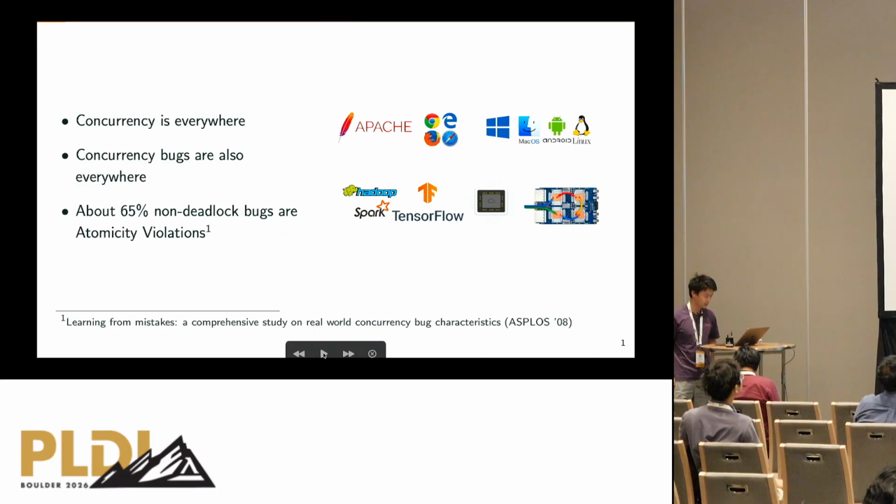Concurrency is everywhere in modern software systems, and concurrency bugs are also everywhere. According to a survey published at ASPLOS, about 65% of non-deadlock bugs in concurrent programs are atomicity violations.